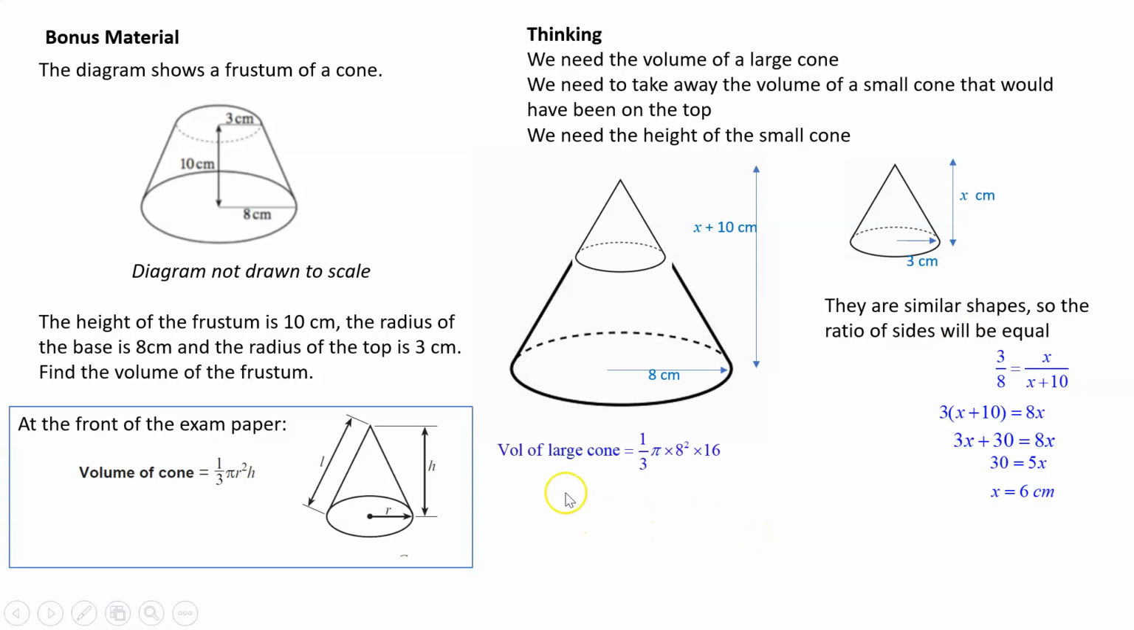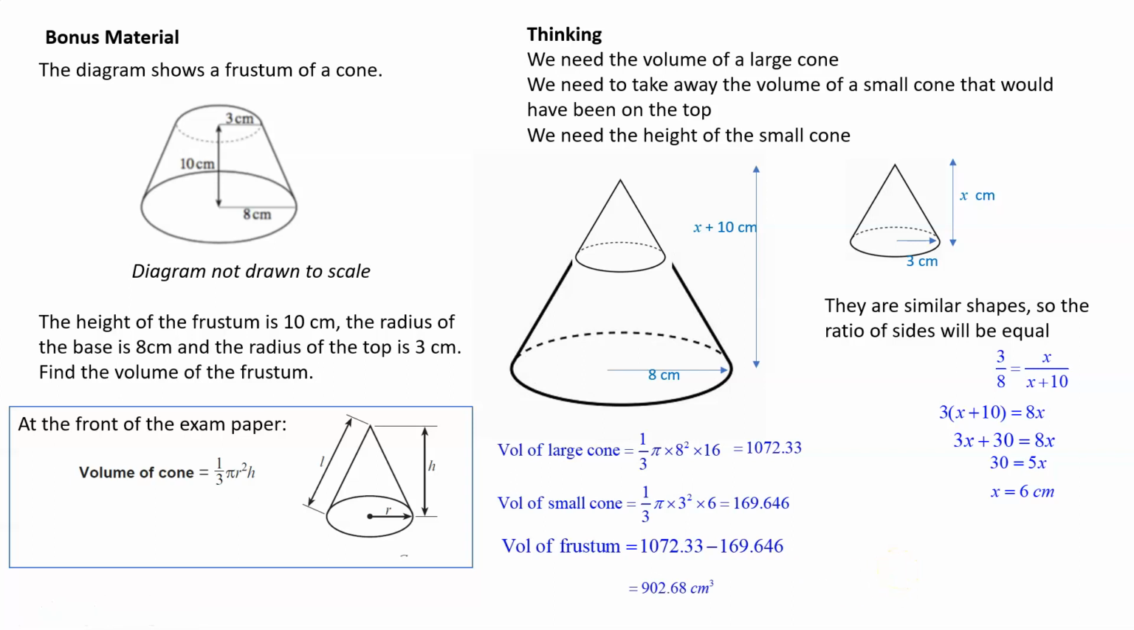So the volume of the big cone is 1/3 pi times 8 squared times 16, giving us 1072.33 centimetres cubed. And the small cone is 1/3 times pi times 3 squared times the 6, giving us 169.646 centimetres cubed. Take those away, so our frustum is 902.68 centimetres cubed. So just a different type of question involving volumes.